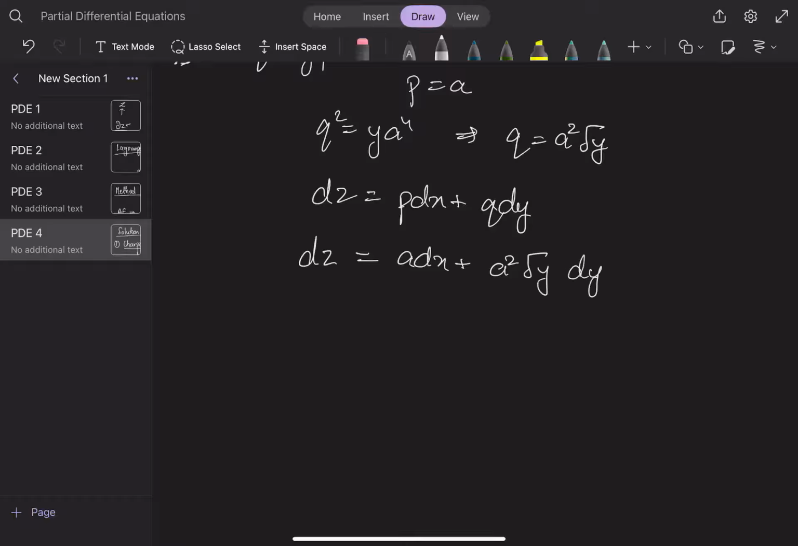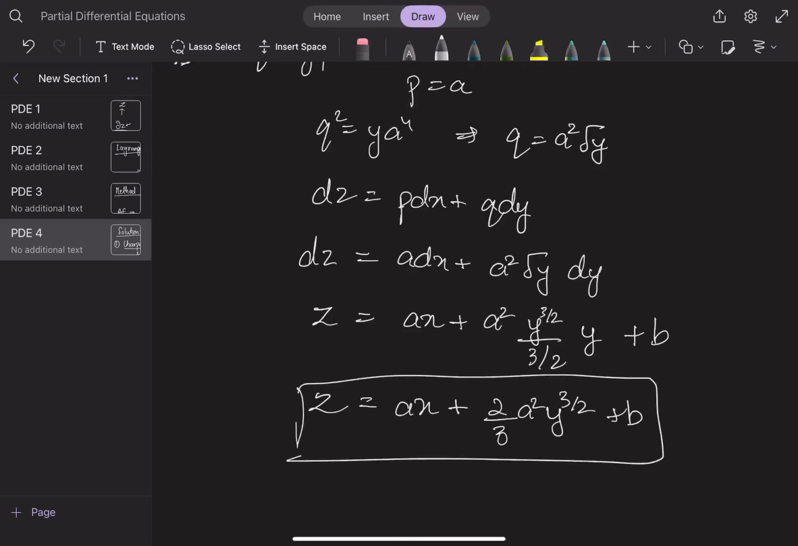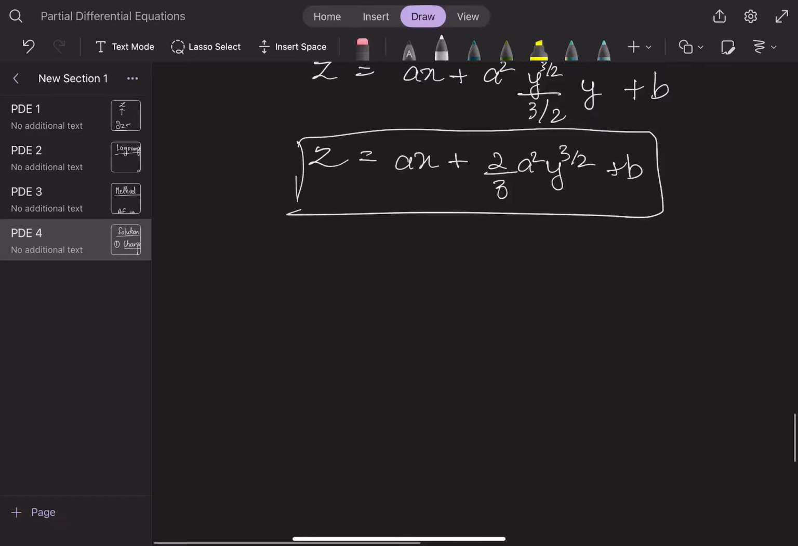So now let's integrate this. z is equal to ax plus a square y raised to 3 by 2 divided by 3 by 2, plus b. Now let's write this a little more correctly: z is equal to ax plus 2 by 3 a square y raised to 3 by 2 plus b. This is the answer. So this was an example of p, q and y.